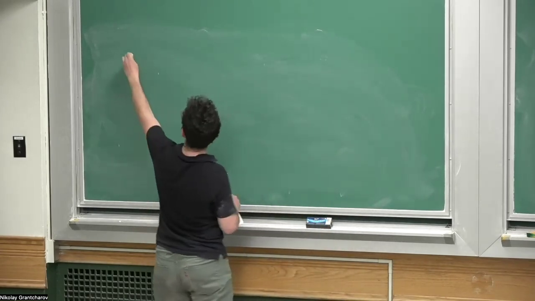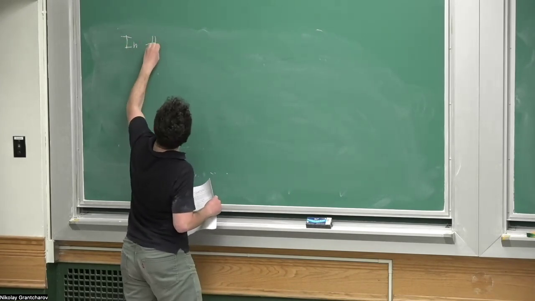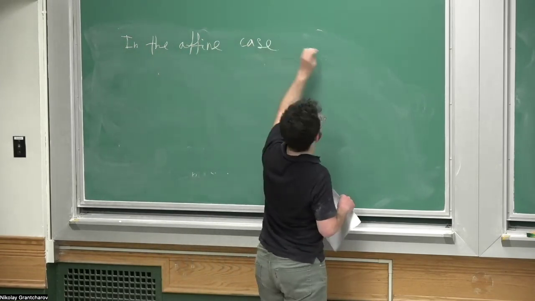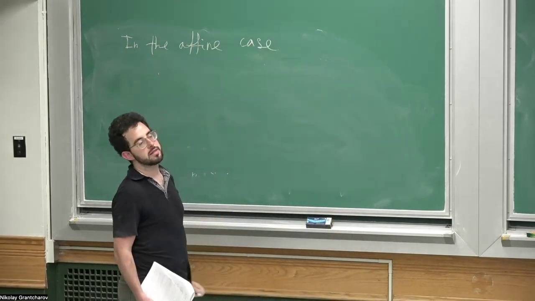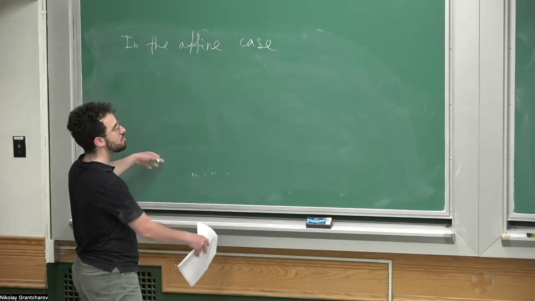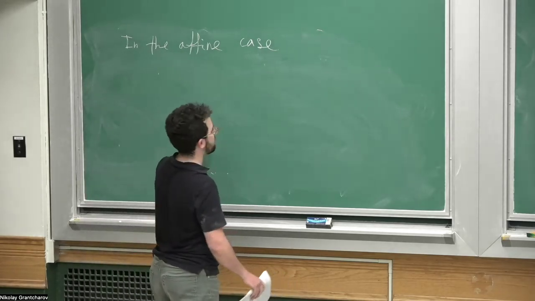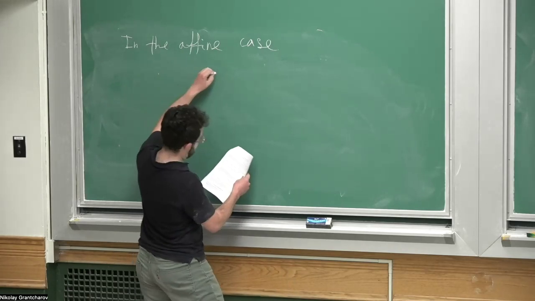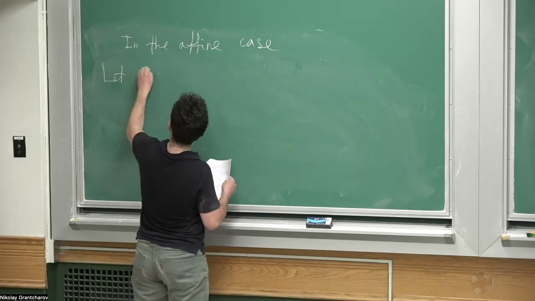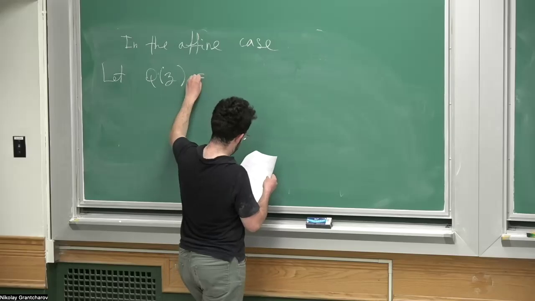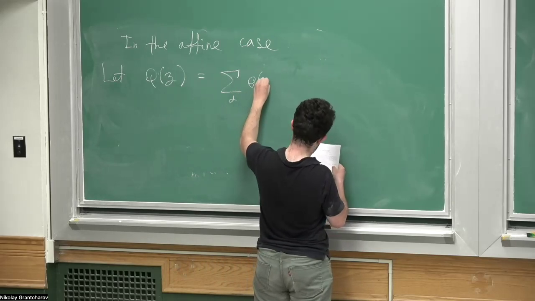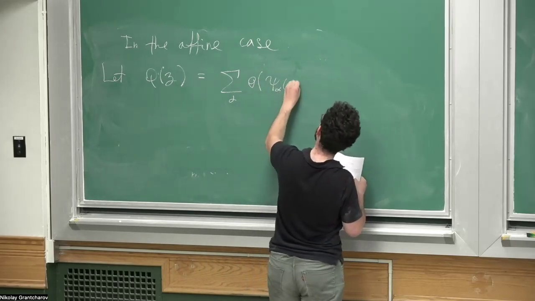So affine case, I guess, part of the reason why it is useful to use the language of vertex algebras is that a very convenient way of translating things from the semi-simple case to the affine case is to just rewrite the formula in terms of fields and then see what happens. Let Q of Z be going to be Z.